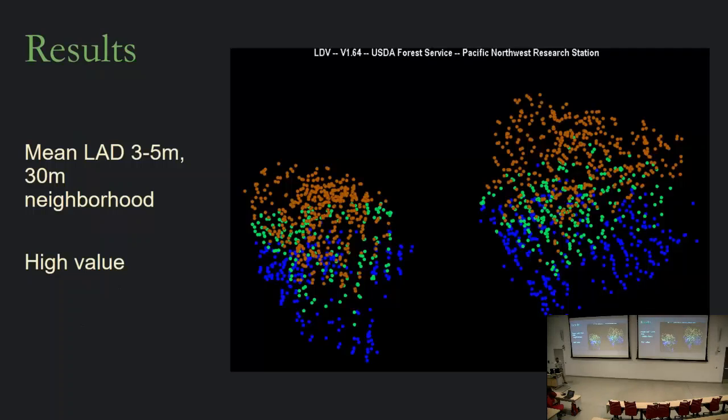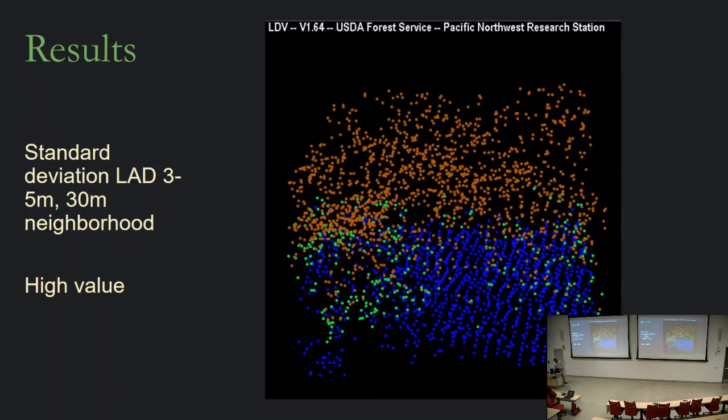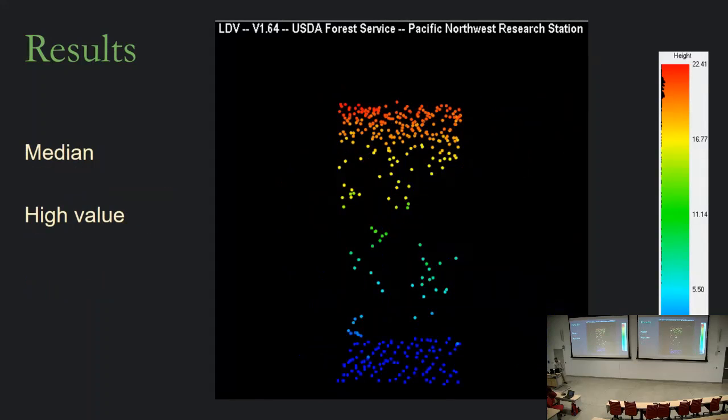So let's look at what that looks like in the LiDAR point clouds. So in this figure, the light green points are within that height band, 3 to 5 meters. So this is the high density. This is high standard deviation. So you can see it's kind of dense on the left and not so dense on the right, bigger variation. And then this is a high median. So there are a bunch of returns up high. It's a high canopy, so the median height is pretty high. And this is almost certainly a cottonwood tree.